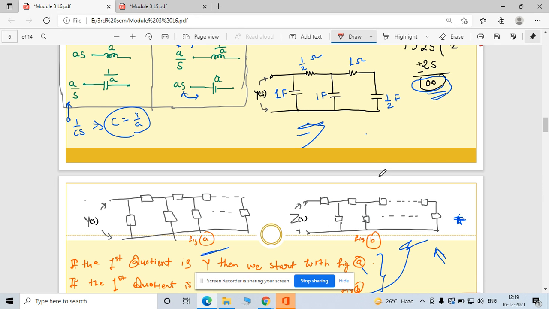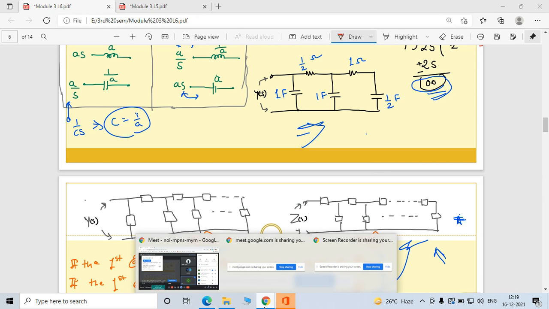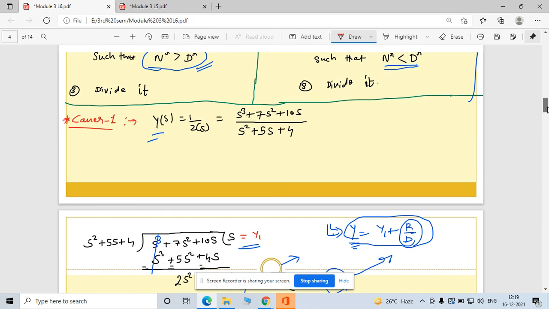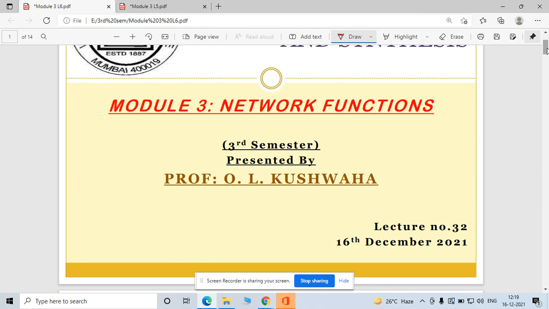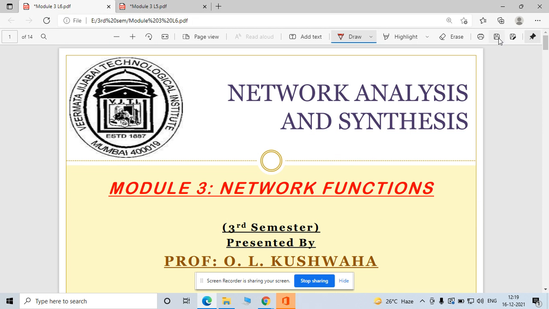Okay, guys, that's it for this Foster and Cauer circuit. Now I will provide some examples in your assignment. Then you try to solve it.